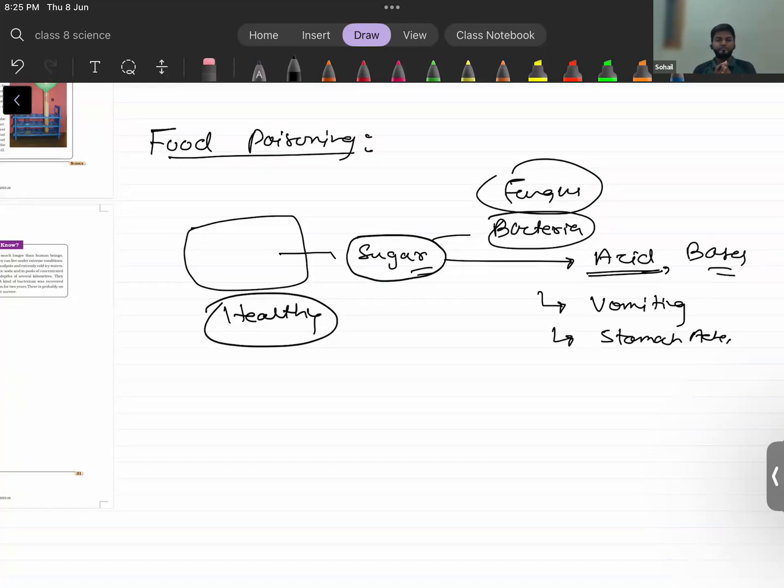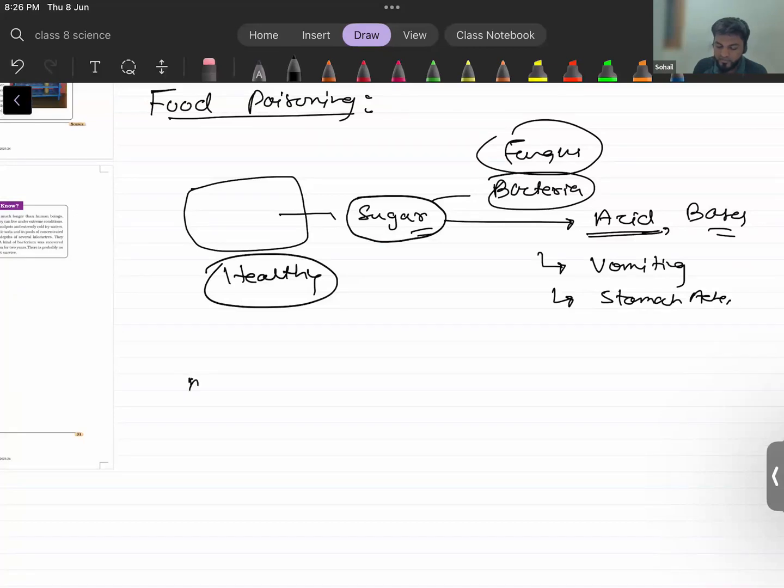Okay. So there are two of the most common bacteria which cause food poisoning. One is the Clostridium botulinum, and another one is salmonella. Just remember one of the names. I think that will be sufficient.